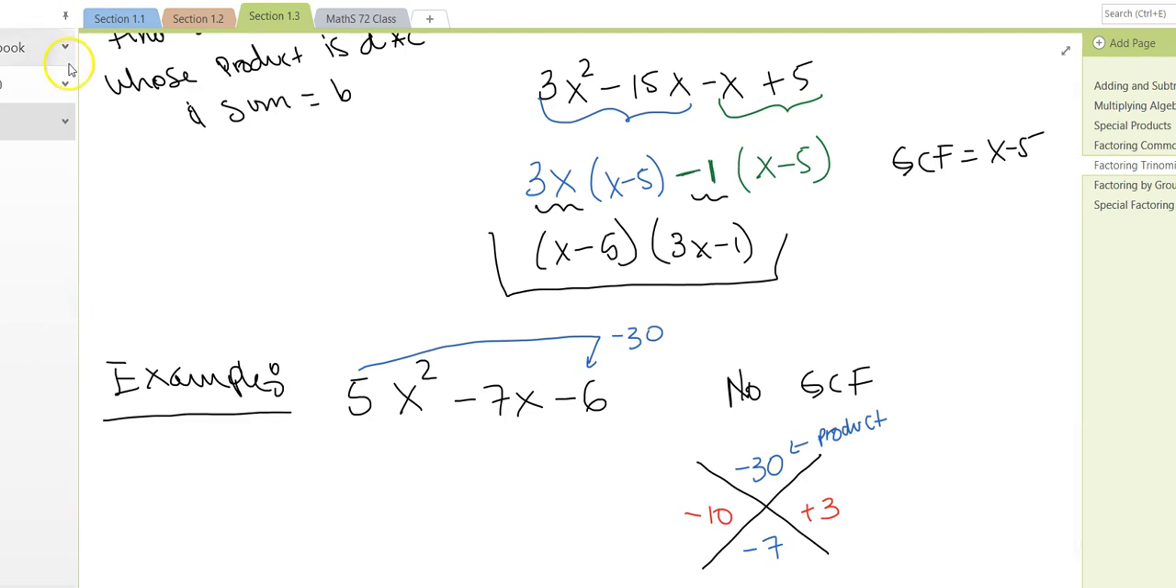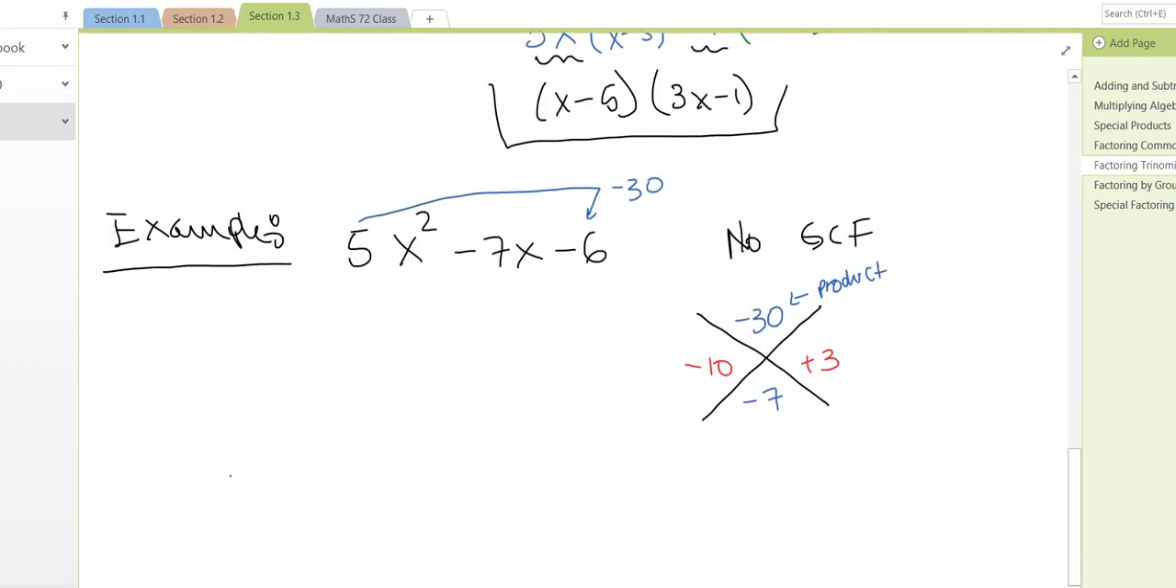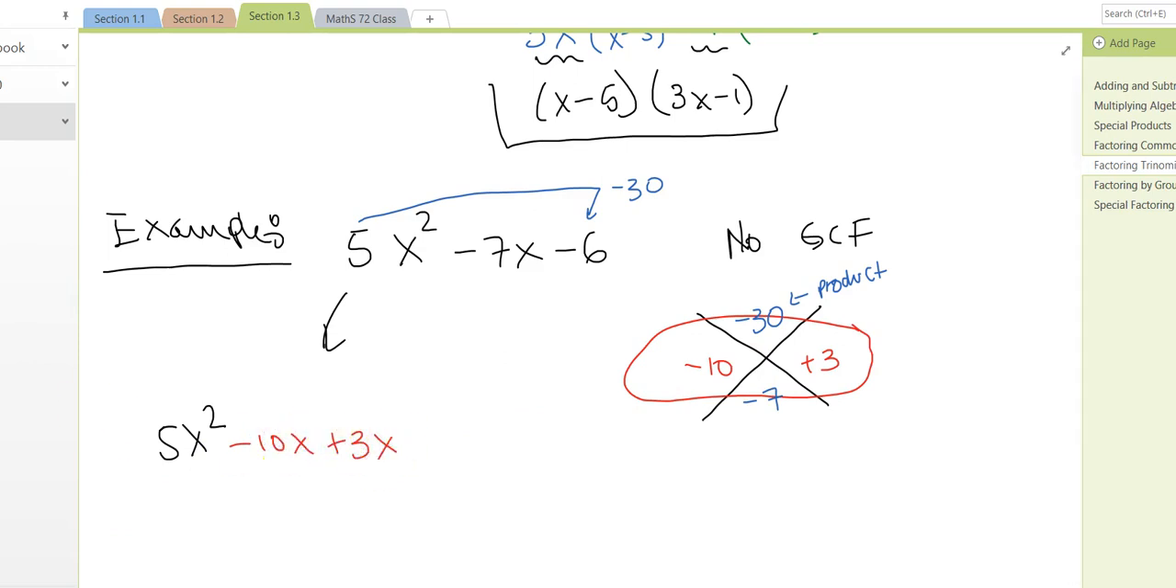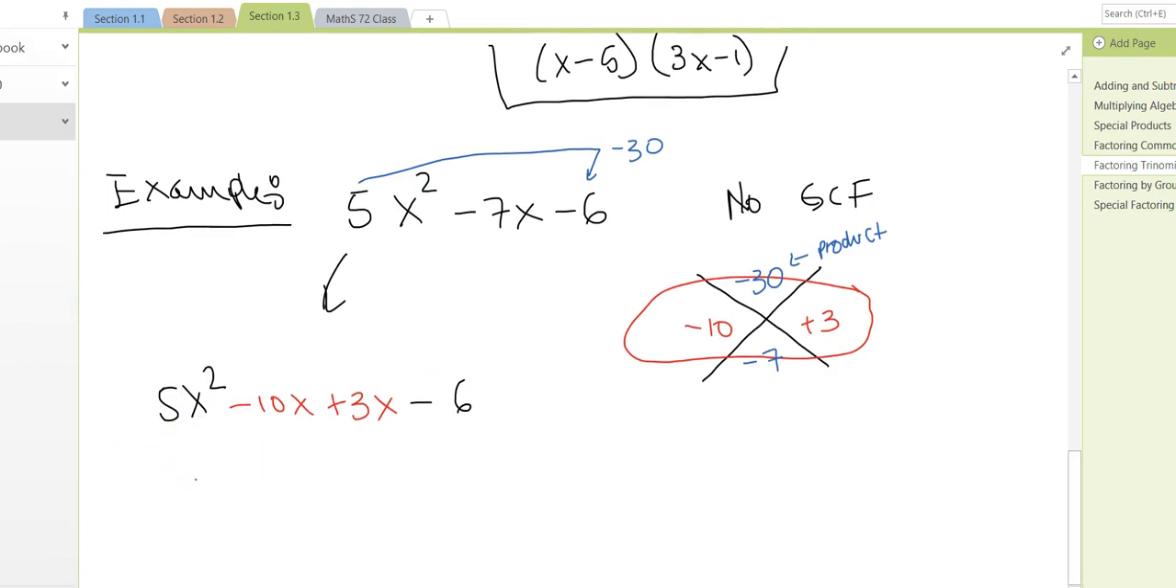And so when we rewrite this, I am going to rewrite it as 5x squared. And the numbers that I found, right, I use these to rewrite my middle term. So my middle term is going to be minus 10x plus 3x. And the last term is left unchanged. So my ax squared and my c stay unchanged. You rewrite the bx term.